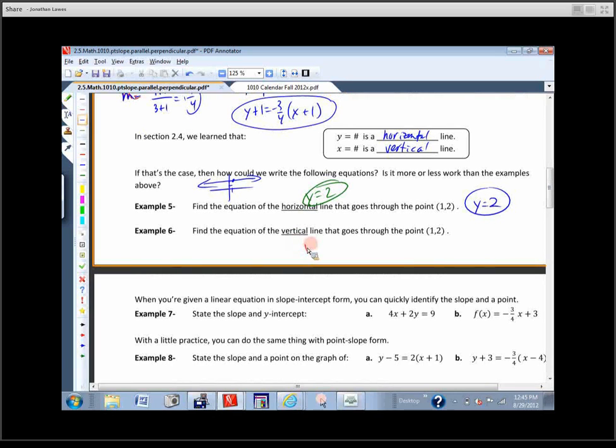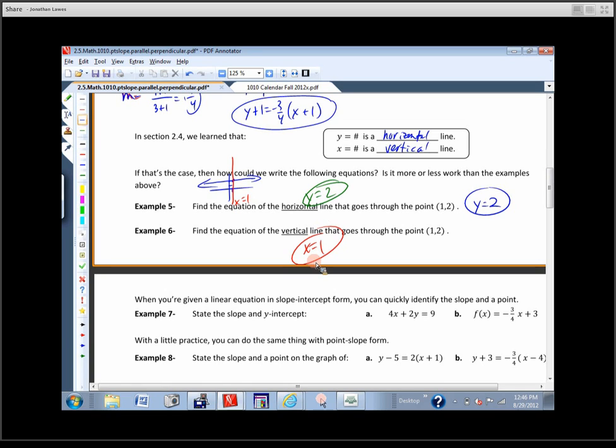So let's do the next one using that same thought process. If it's a vertical line, it's x equals a number. Which number would it be? 1. It's going to be the 1, and there's the answer. Now, if we look at a graph, we could say, hey, it's a vertical line. It goes through this point right here. Look at those. They all have an x coordinate of 1, so it's got to be x equals 1.